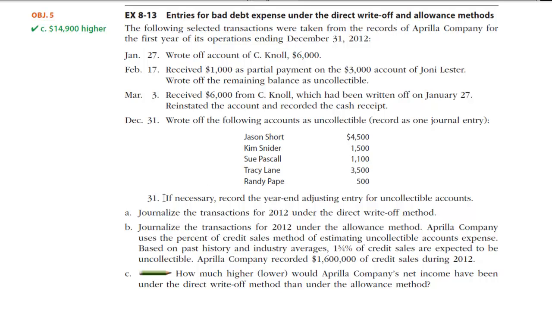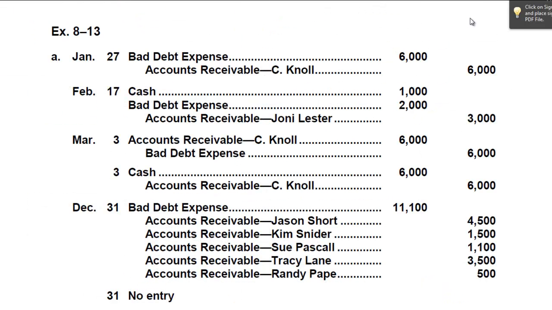And then here at the end it says, if necessary, record the year-end adjusting entry for uncollectible accounts. Well, we know under the direct write-off method that we don't need to make an entry at this point because we make one each time we learn that an amount is uncollectible. Okay, so this is what the solutions look like here.